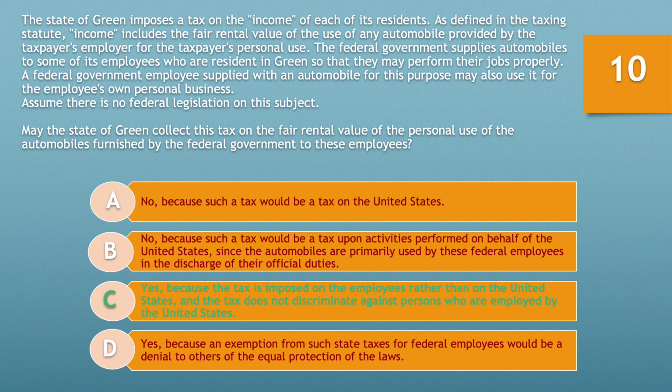If you chose option C, you'd be correct. Yes, because the tax is imposed on the employees rather than on the United States, and the tax does not discriminate against persons who are employed by the United States. The rule is that states may not tax federal government activity. However, a non-discriminatory income tax on an employee of the federal government does not impose a burden on the United States. In this case, the state of Green has imposed a tax on the income of each of its residents, some of whom are employees of the federal government. And income includes the fair rental value of the use of any automobile provided by the taxpayer's employer for the taxpayer's personal use. Since the state tax is not a tax on federal government activity, but rather a non-discriminatory state income tax that happens to be burdening federal government employees, the state of Green may collect this tax.